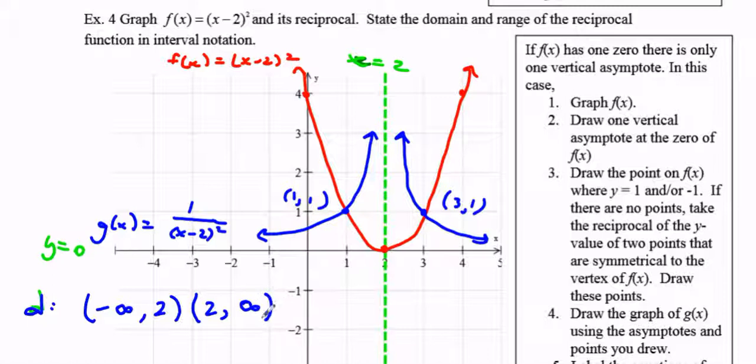So that's the domain. The range, well, we know that we're never going to hit the x-axis, so we're never going to hit y equals 0. So that's going to be where we start. That's the lowest value. Of course, we don't include the asymptote, so it's a round bracket at 0. And then we can see that it's going to continue upwards onto infinity. So round brackets, 0 to infinity.